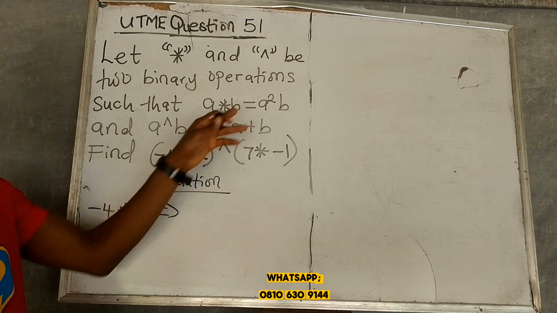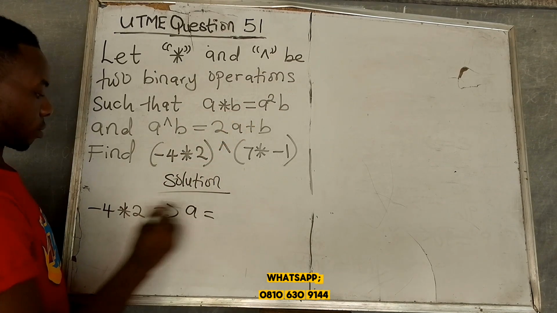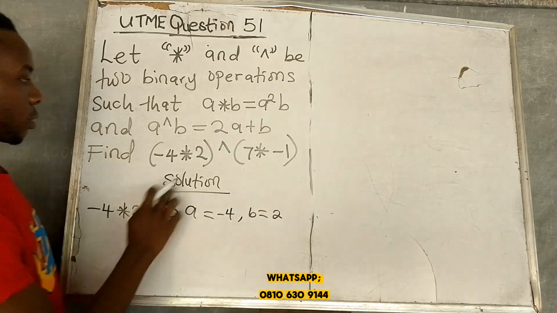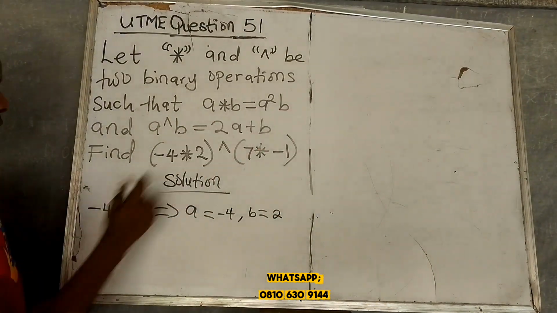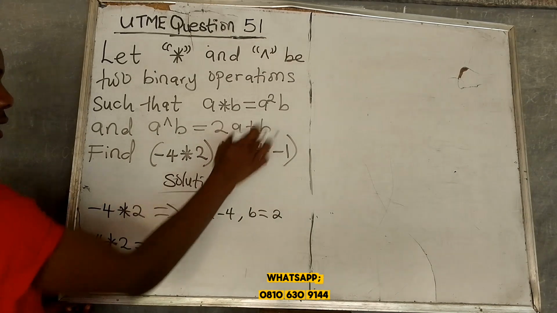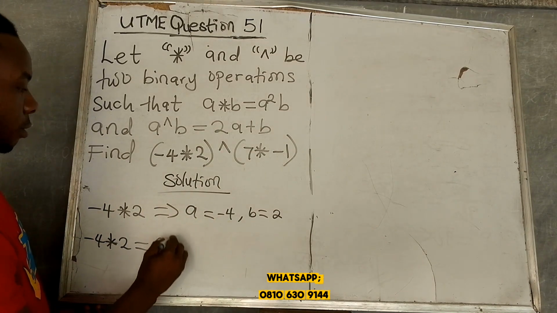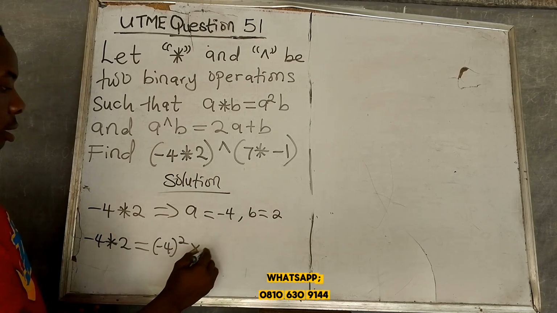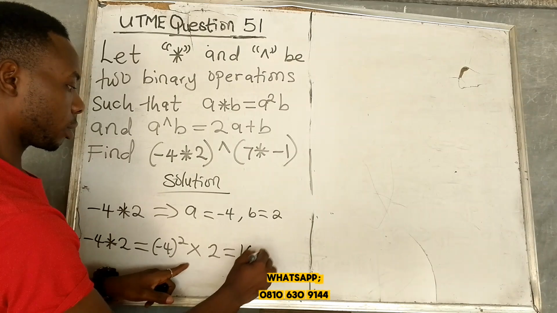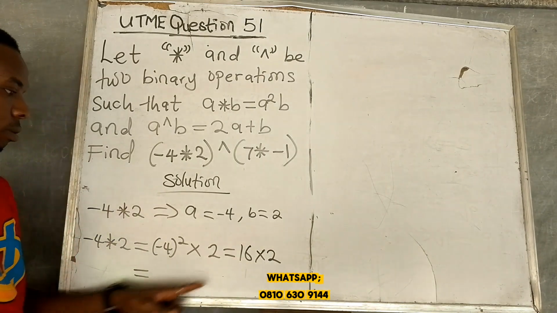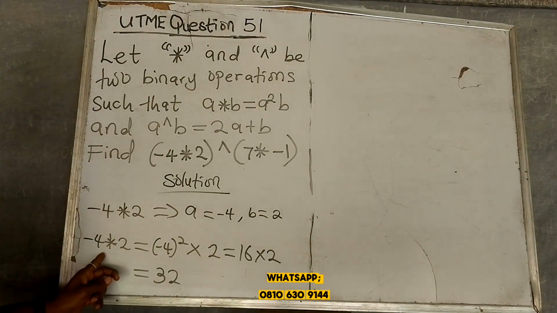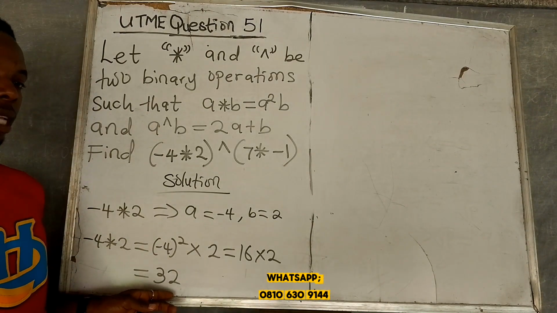Then here we have a asterisk b. That means here now a is equal to minus 4, and b is equal to 2. So applying this, minus 4 asterisk 2 is equal to a, which is minus 4, squared, multiplied by b, which is 2. 4 squared is 16, times 2. 16 times 2 is 32. So minus 4 asterisk 2 is 32.